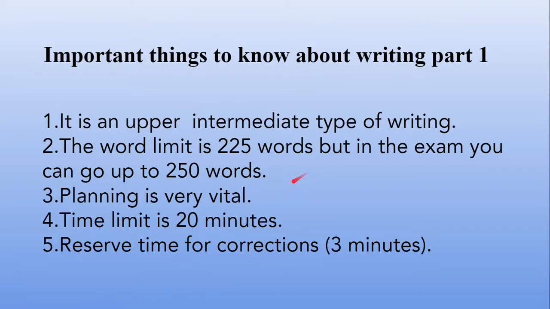So, what are the important things to know about writing part two? First of all, it is upper intermediate. By upper intermediate, we mean it's at level B2 and C1. So you can knock yourself out by using any type of vocabulary that you want. Then the word limit is 225, but in the exam you can go up to 250.